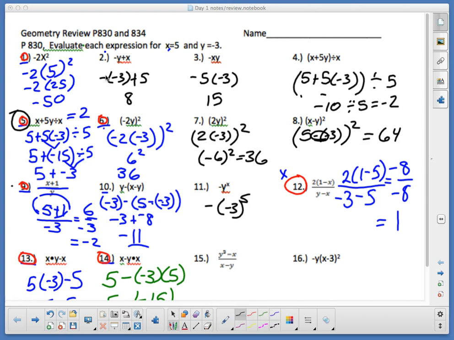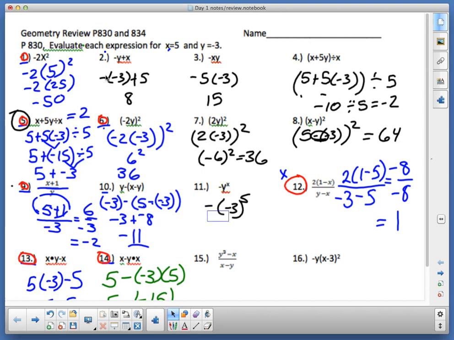Now in problem 11 here, I've got the opposite of negative 3 to the 5th power. Now 3 to the 5th power is 243. Negative 3 to the 5th power is negative 243, but take the opposite, it's just positive 243.